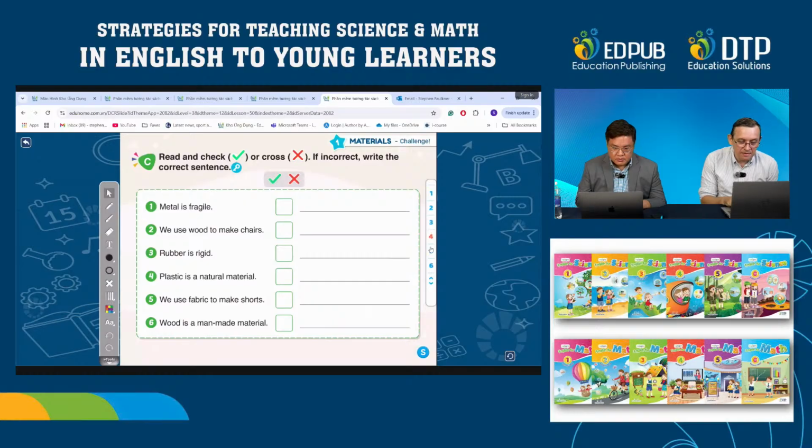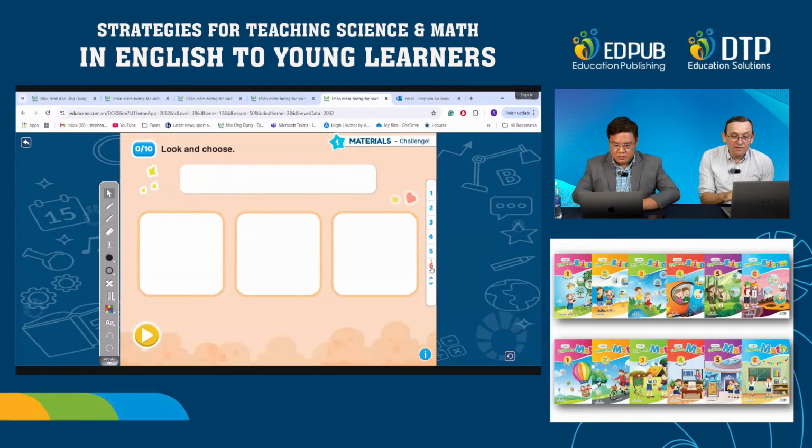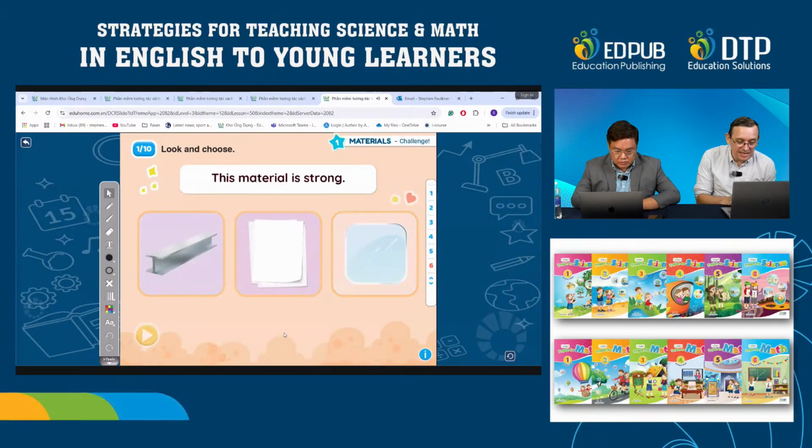We've got reading. We've also got coloring. So let's have a look. Rubber. Let me click you there. There we go. I think that's plastic. Oh no, that's wrong. There we go. So it's a reading and coloring activity. And again, we've got one extra practice activity at the end. This focuses on the language that students have learned throughout the unit. This material is strong. Which one is it? It's that one. Okay, it's metal.